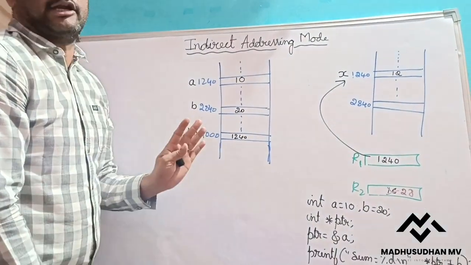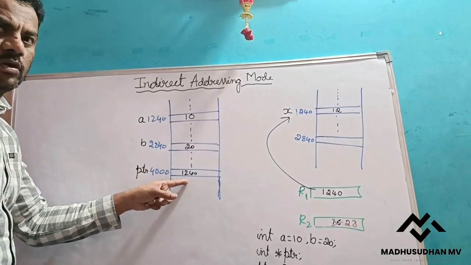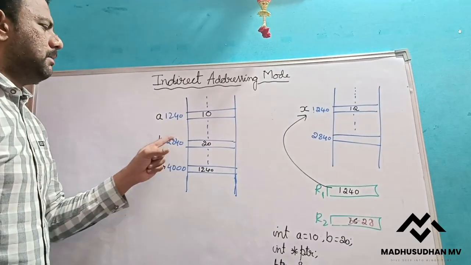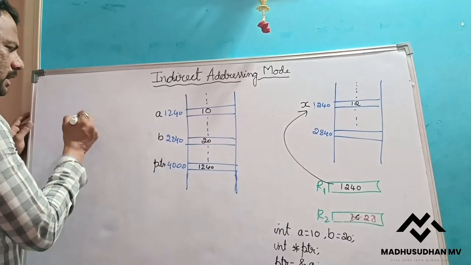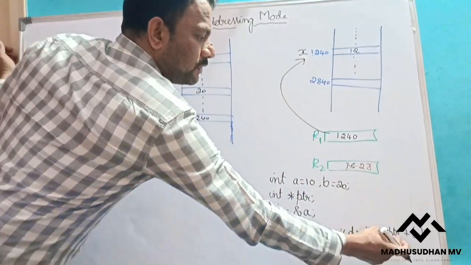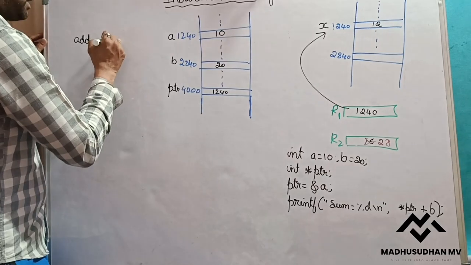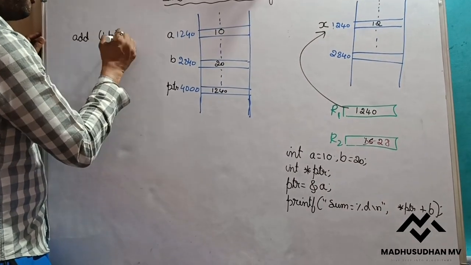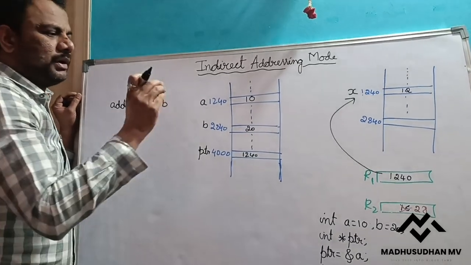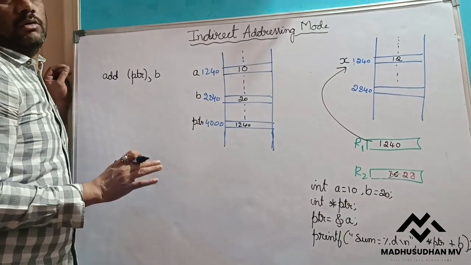Now I am printing what? The content of pointer. Content of pointer means what? PTR means 1240. Content of 1240 is 10. 10 I am adding with B. B means 20. Okay, for that, how to write that one? So add. Now here I am writing the content of pointer. Same thing, now I am writing add content of pointer with B. So this is what, indirect addressing mode. So whenever you are dealing with pointer variables, you have to use indirect addressing mode only.